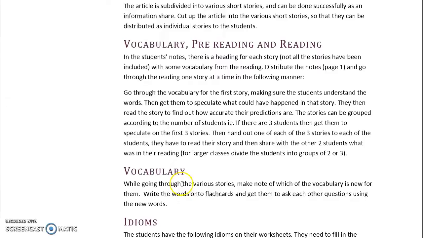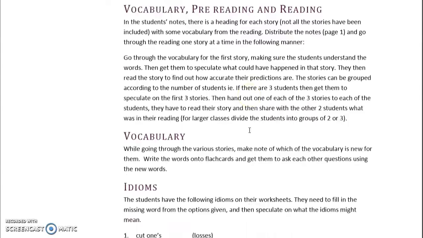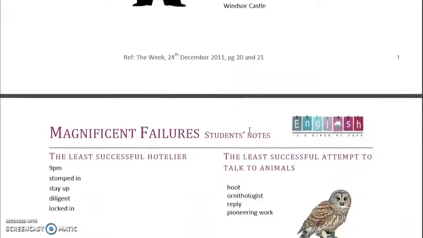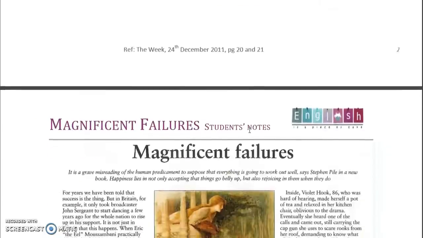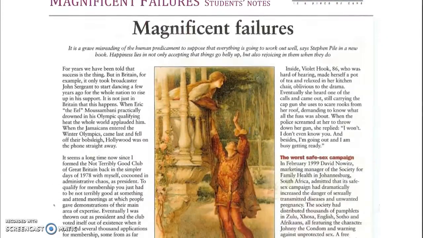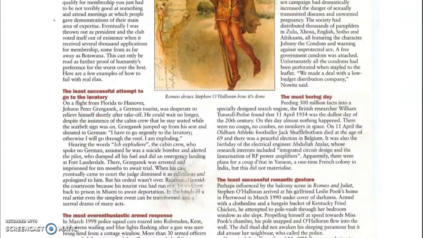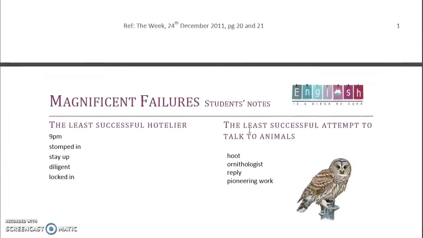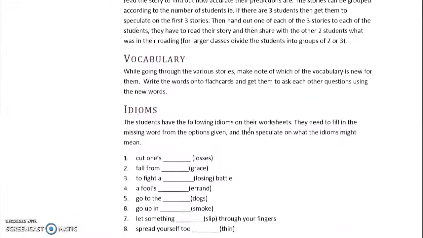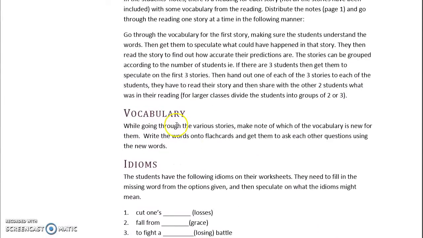She says that while you're going through the various stories, because there's a story way down here, I guess I should show that. Yeah, it's about magnificent failures, so things that have happened that were a complete flop. Anyways, based on these stories, as far as the vocabulary, she suggests that you go through the various stories and make note of which of the vocabulary is new for the students.